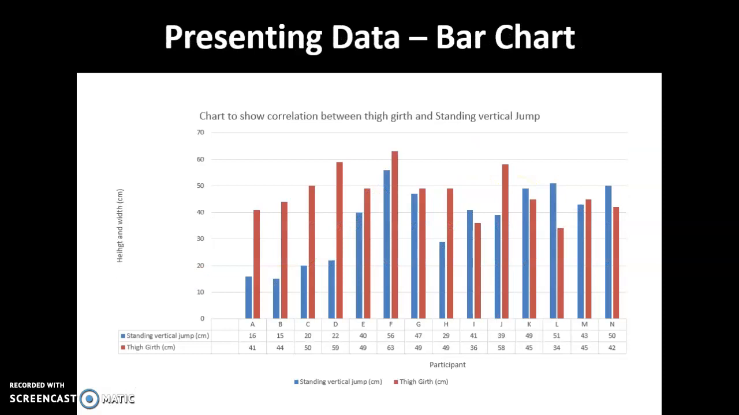Bar chart. Bar charts are a good graph to use to show correlation. So here I've used thigh girth and standing vertical jump. You can see for participant A that their thigh girth was 41 and they scored a standing vertical jump of 16. And you can also see that as the thigh girth increases, standing vertical jump scores also increase. However, over here, the smaller thigh girth has produced a large jump. So there is a way of showing the correlation with a bar graph.